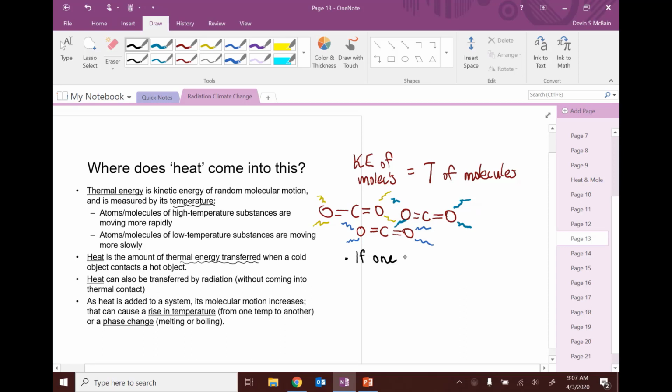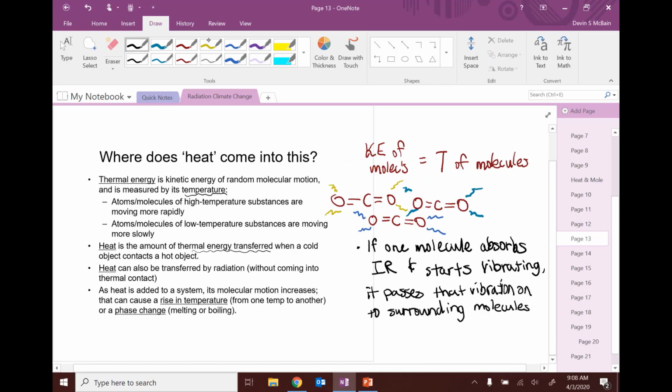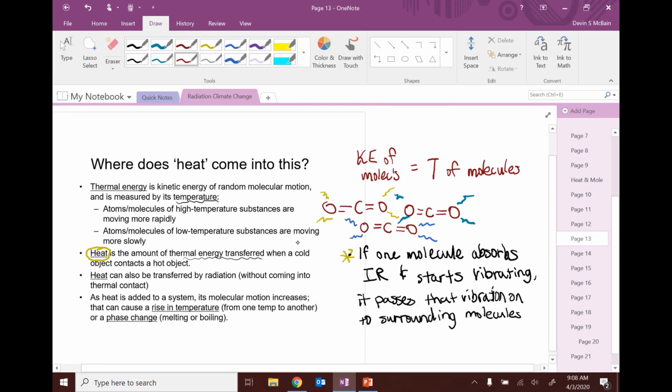If one molecule absorbs IR light and starts vibrating, then basically it can pass on that vibration to molecules that surround it. I'm going to put a star next to this because this is basically the idea of transferring heat. Heat is the amount of thermal energy that gets transferred when a cold object comes into contact with a hot object. A cold object is one that does not move very much, and a hot object is a moving object. Heat can also be transferred by radiation without coming into thermal contact, but don't worry so much about that.